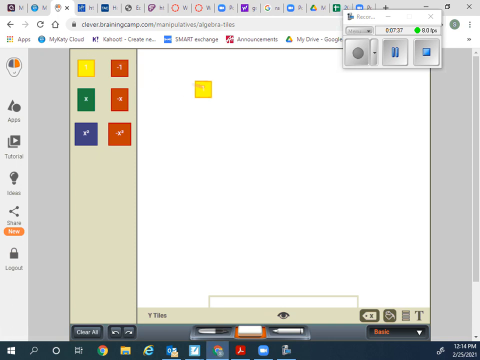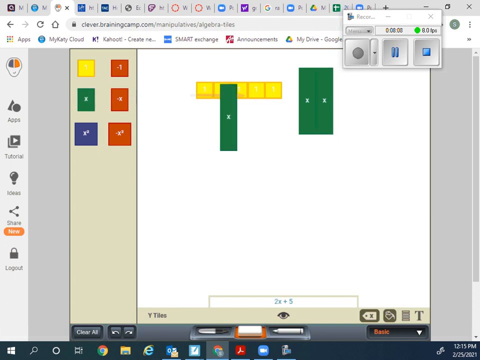So if I drag a 1 over, how many of those do I need? 5. Once you drag it the first time, all I have to do is just click it over and over. There's my 5, and now I need 3x. So I'm going to bring my 3x's over. Can you help click at the computer next time? It will be faster. Okay?